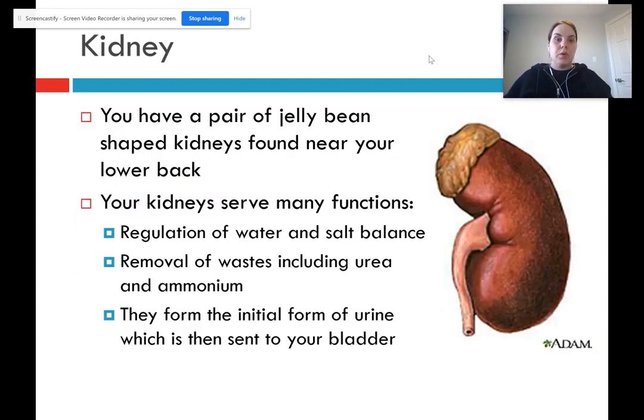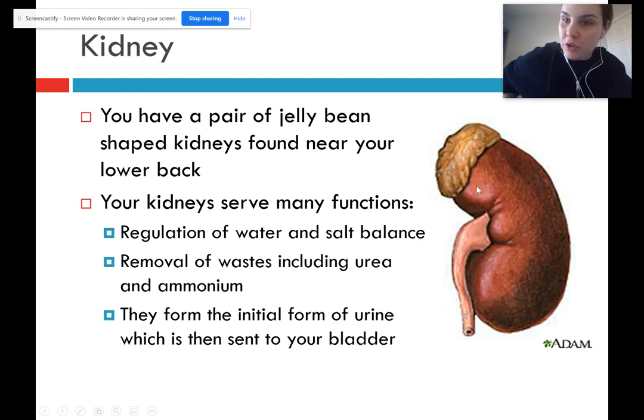Okay. We're also going to talk about your urinary system. So the major organs in your urinary system are your kidneys. Now you have two kidneys in your body. They are kidney bean shaped or jelly bean shaped, depending on what types of foods you're eating while you're in quarantine right now. They're found in your lower back. So kind of right above where your pants would sit, in the middle of your lower back, is where your two kidneys would be.